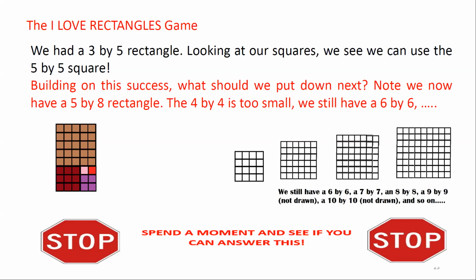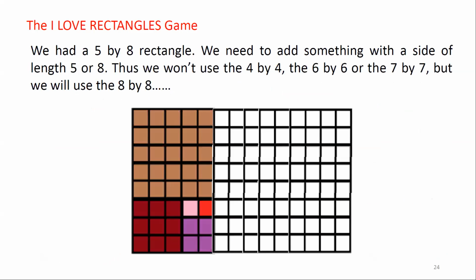So now, what should we put on next? Oh, we have 2 of everything, right? No, we only have 2 of the 1 by 1. Oh, okay. Everything else we only have 1 of, so there's only a 4 by 4 left. No, but we also have the 6 by 6, the 7 by 7, the 8 by 8, the 9 by 9. Unfortunately, due to budget constraints, I don't have the infinite screen today, so I can't show all of them. So we would put down the 8 by 8.